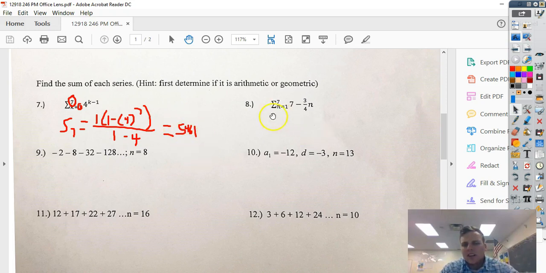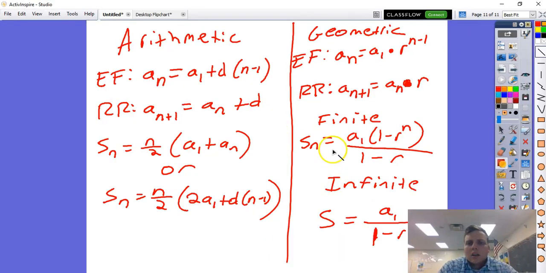I got 5461. Now we're going to do problem 8, which is just arithmetic, okay, because it's 7 minus 3/4 n. All right, which should just scream arithmetic. So I need to use the arithmetic formulas for summation. So you can either do this one or this one. You'll notice that to do this one, I need the first and last term. To do this one, I need the first term and the common difference.